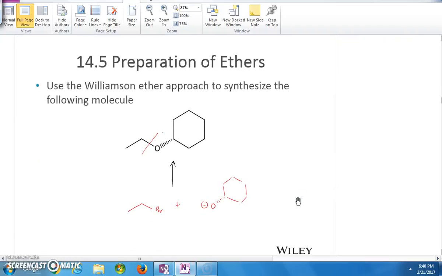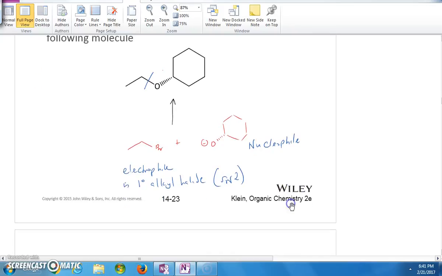Now, use the Williamson synthesis approach to synthesize the following molecule. As you can see here, we have to break it over here because this is where an SN2 will occur. So you need your electrophile, which is a primary alkyl halide. That's good for SN2. But your nucleophile, it doesn't matter. Even though it's bulky, it can still undergo SN2.